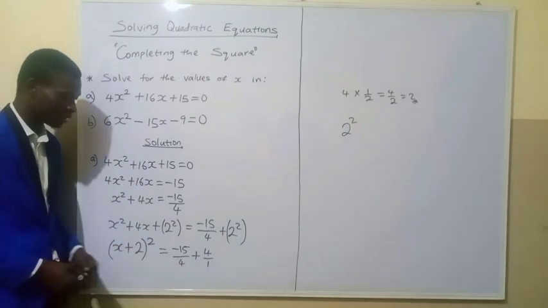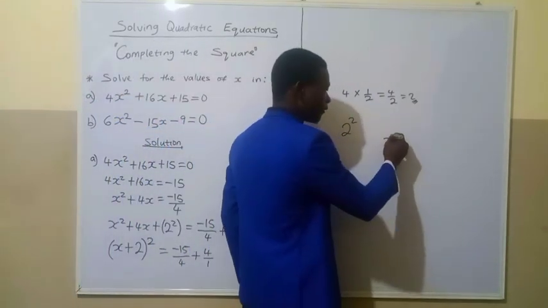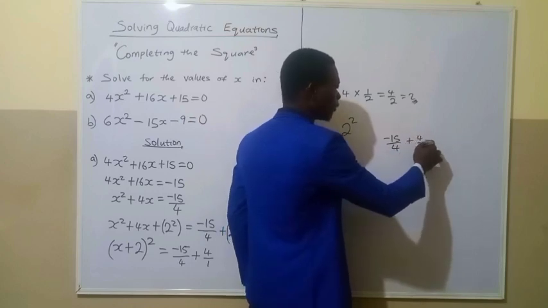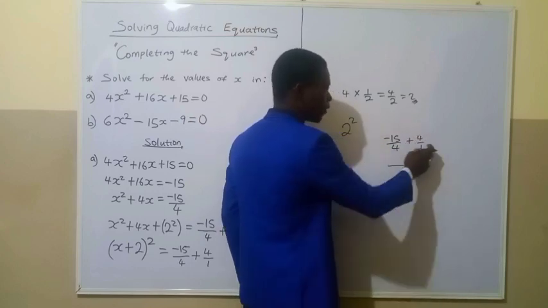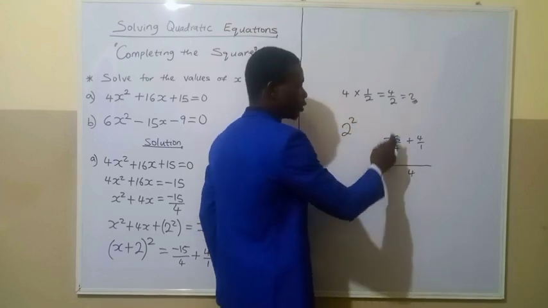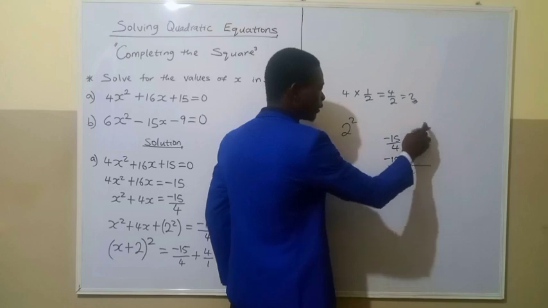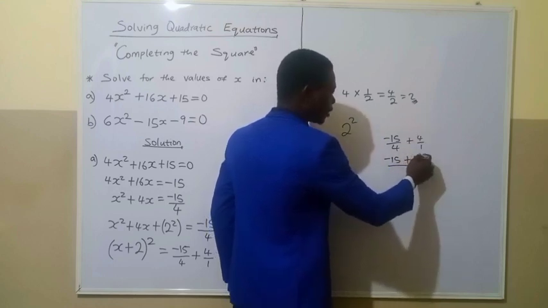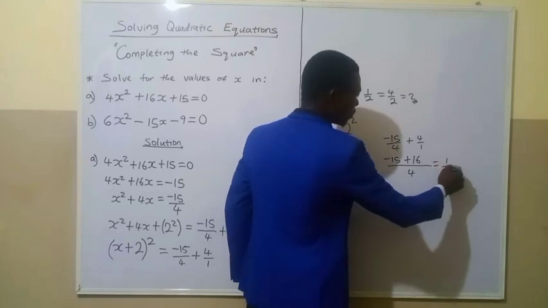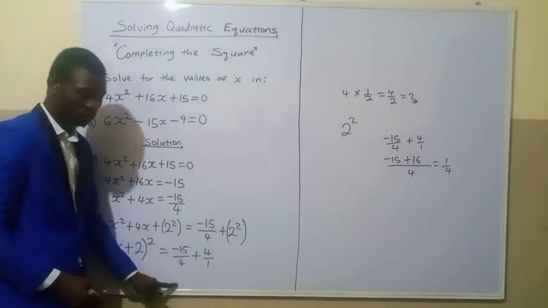So in evaluating the right hand side fully, this is what I will be having. I have negative 15 over 4 plus 4 over 1. The LCM of 4 and 1 here is 4. 4 divided by 4 is 1. 1 times negative 15 is negative 15. 4 divided by 1 is 4. 4 times 4 is what? 16. So I have negative 15 plus 16. And that's going to be what? 1 over 4. So in evaluating the right hand side, my solution is going to be 1 over 4.